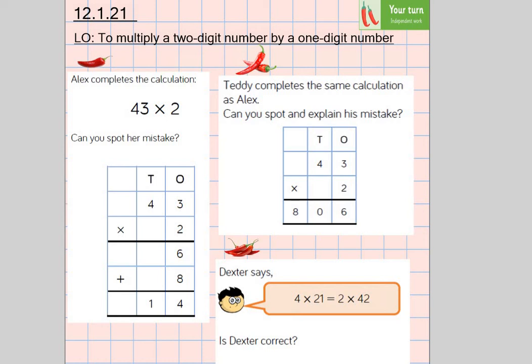For Chili 2, it says Teddy completes the same calculation as Alex. Can you spot and explain his mistake? Have a look at this one. What do you think? Jot it down and come back to me.